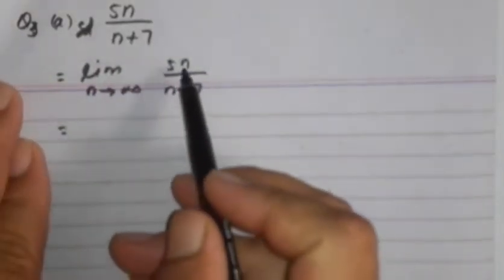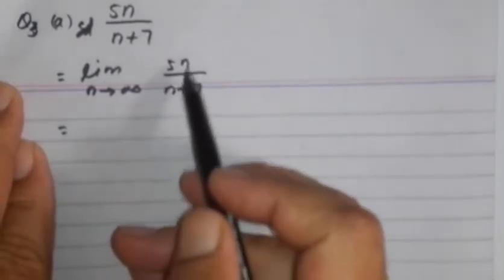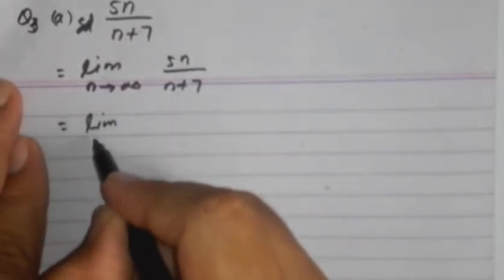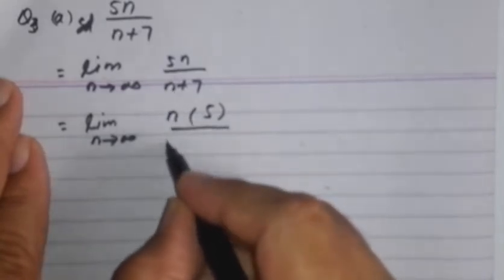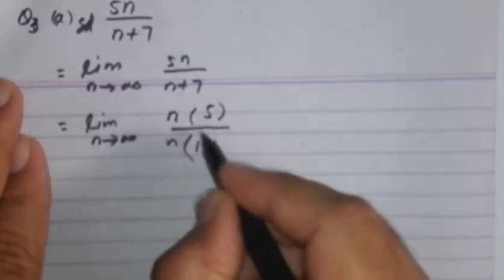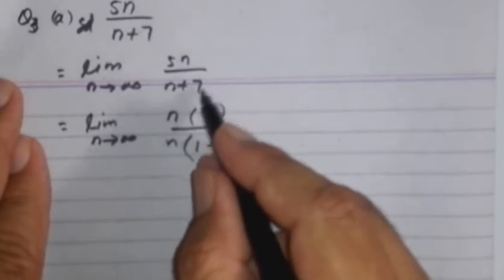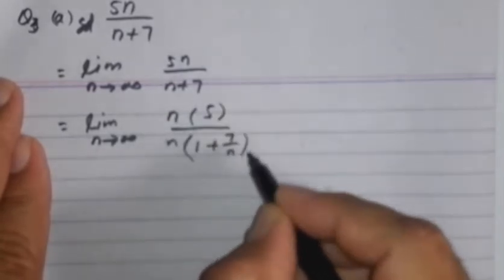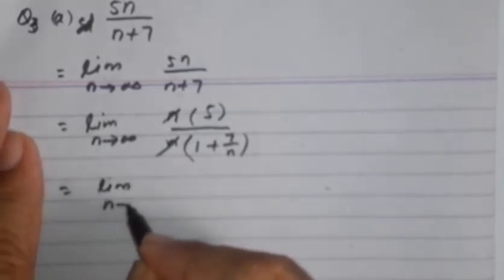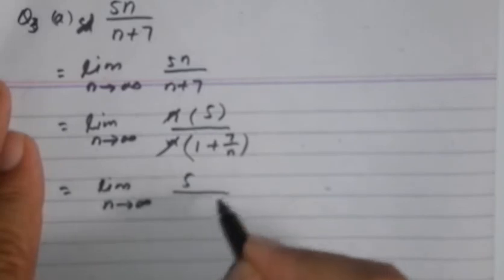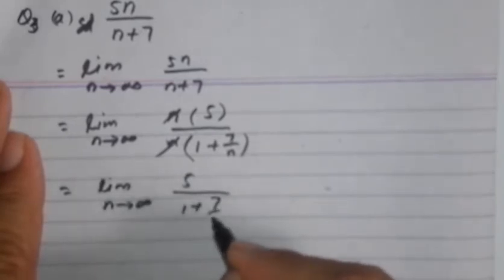if we put infinity here directly, it will be infinity by infinity form. So this is not the solution. So we will take n common from here, so here we get 5, and take n common from here, so here we get 1. And there is no n, so when n is common, 7 will be divided by n. This n cancels with this. So we get limit n tends to infinity 5 divided by 1 plus 7 divided by n.